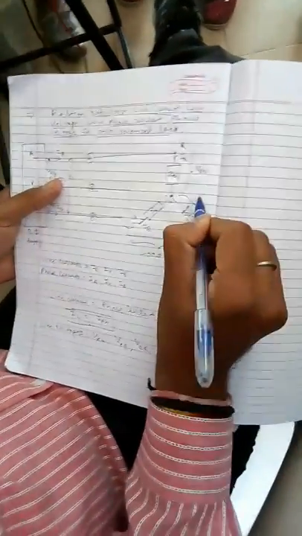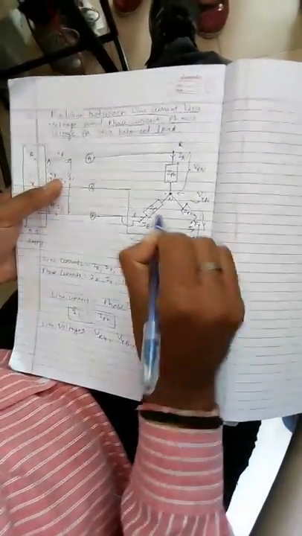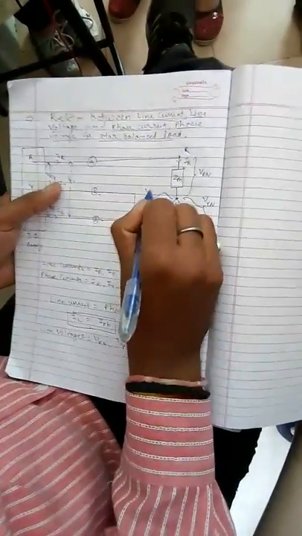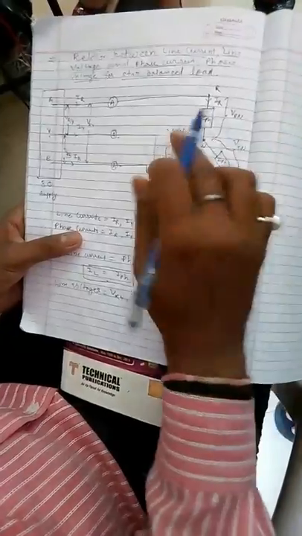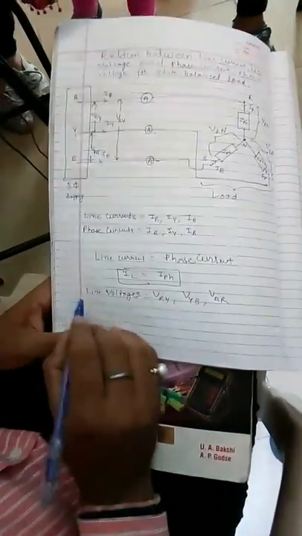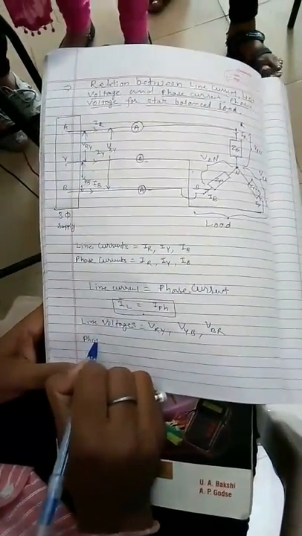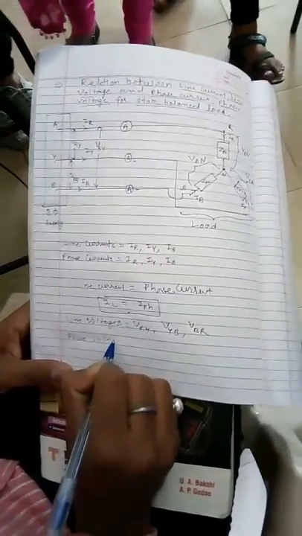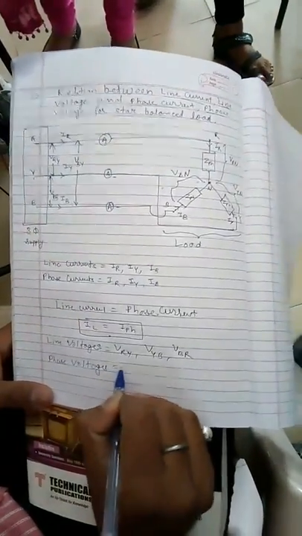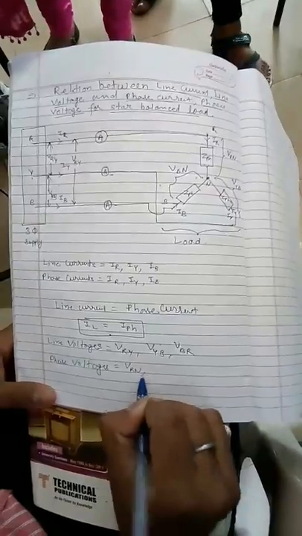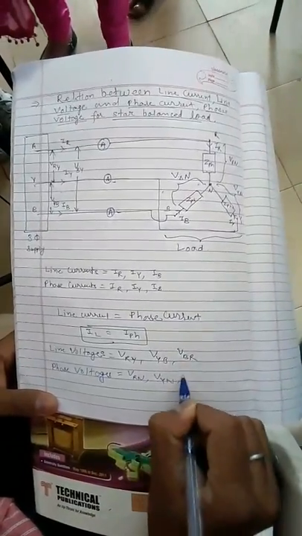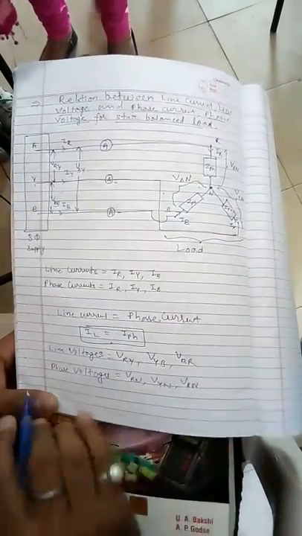Now the voltage across this branch is known as the phase voltage. It is denoted by VRN. The voltage across this branch is VYN, and the voltage across this will be VBN. So this VRN, VYN and VBN are known as the phase voltages. What is the phase voltage? VRN, VYN and VBN are known as the phase voltages.